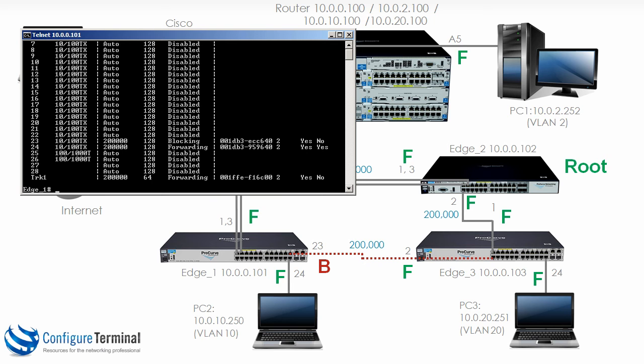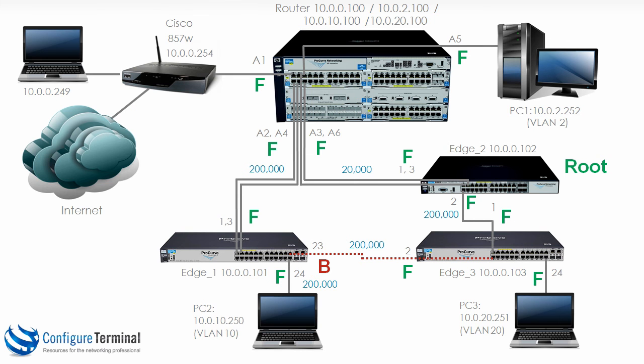On edge 1, the cost for port 23 is 200,000. The path cost for port 24 is 200,000, and the path cost for TRK1 is 200,000. So the path costs on all links are 200,000. TRK1, 200,000. Port 23, 200,000. Port 24, 200,000. Now this port doesn't really count because this is going to an edge device, a PC.